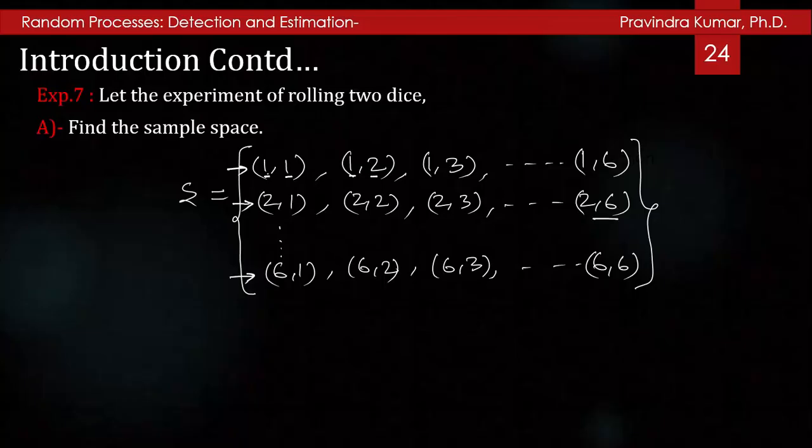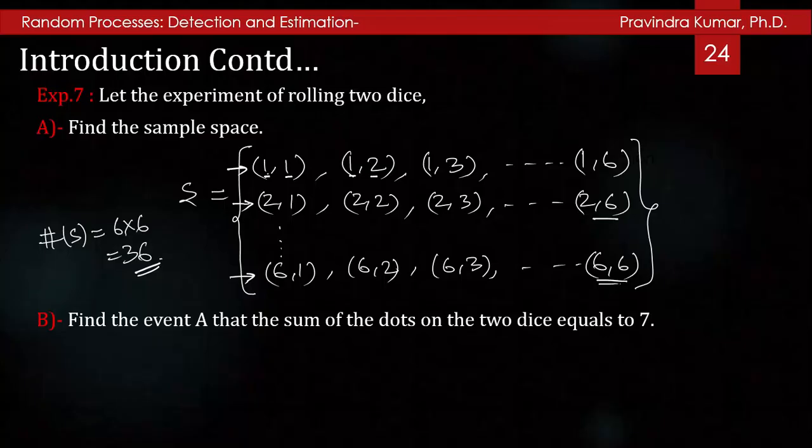And in the sixth, it will be 6,1; 6,2; 6,3; 6,6. So these are all possibilities when I'm rolling two dice simultaneously. And the total number of sample points you can see here is 36.